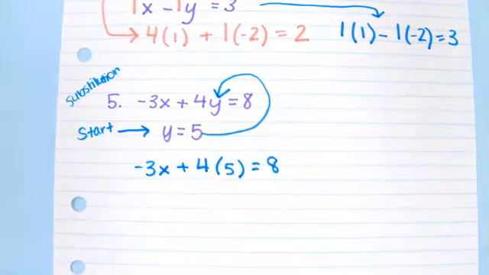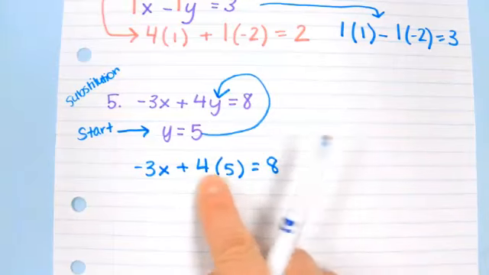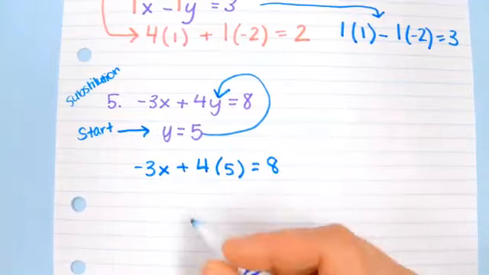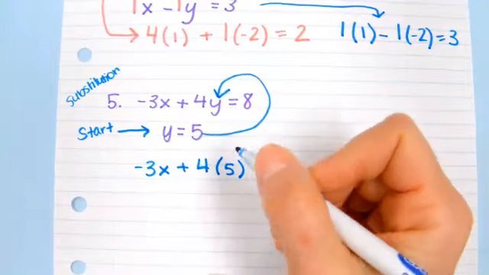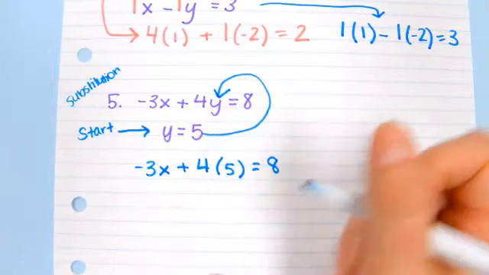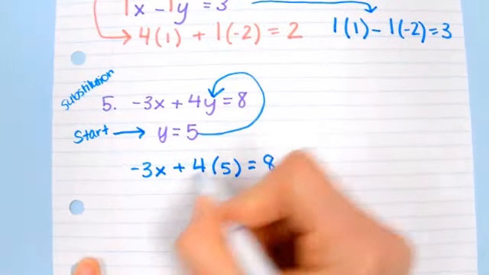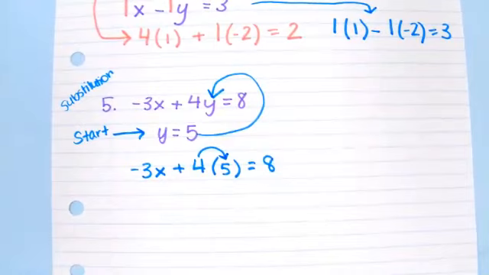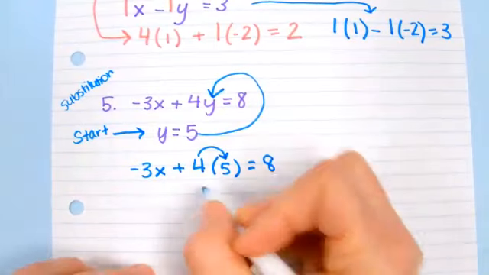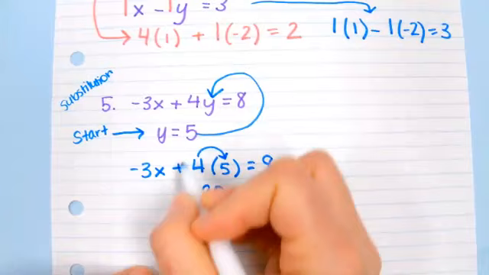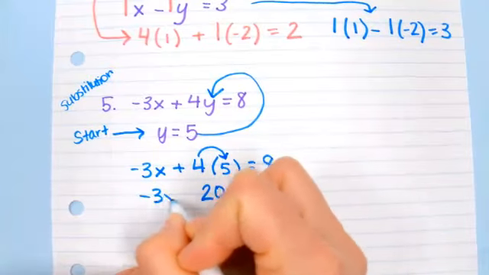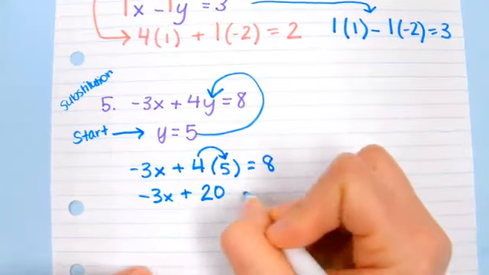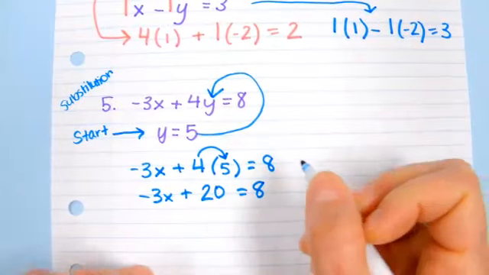Okay, now you're going to solve it from here, okay? You've got to distribute the 4 to the 5, right? And then you're going to have to solve this one right here. I'll help you. All right, let's go. If we distribute 4 to 5, that means multiply. So what is 4 times 5? 4 times 5 is 20. Then we're going to bring down -3x, bring down our plus sign, bring down our equal and our 8.